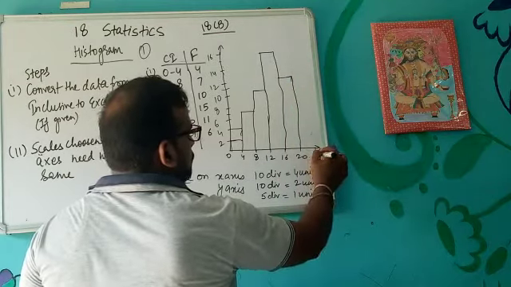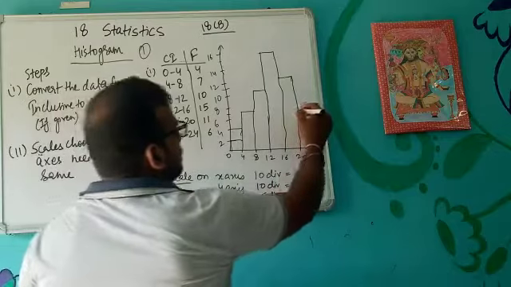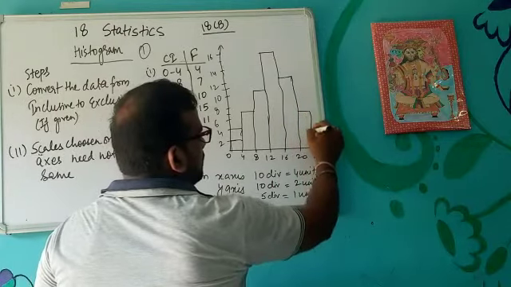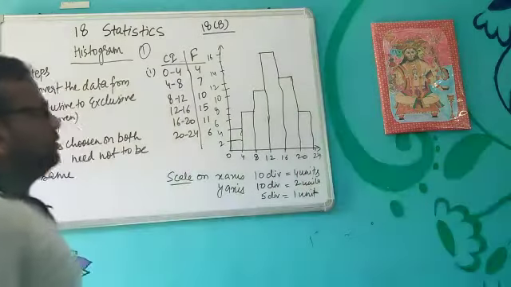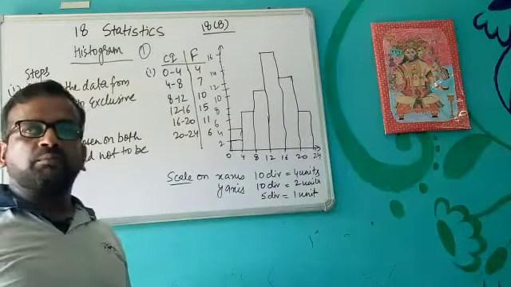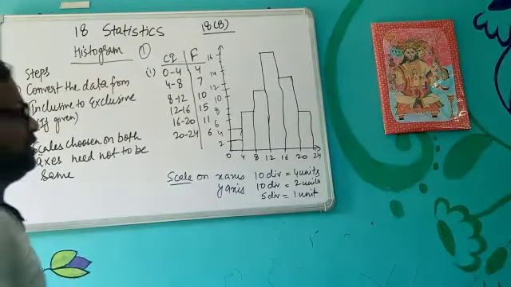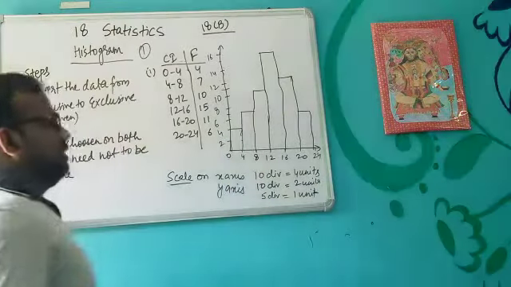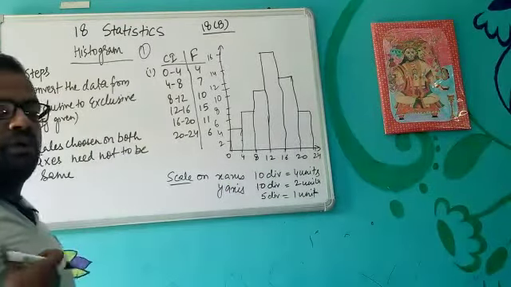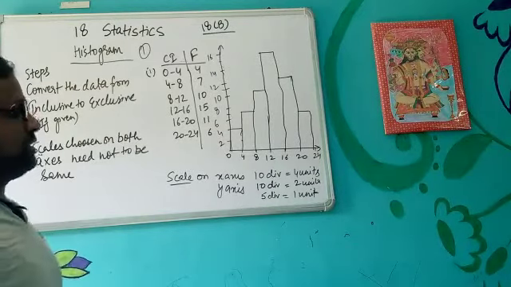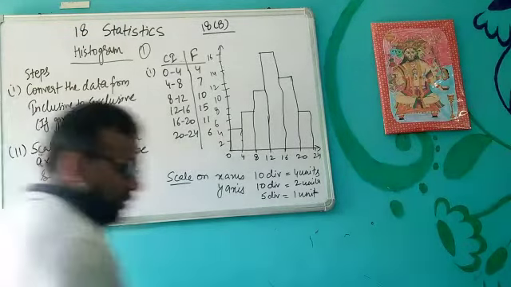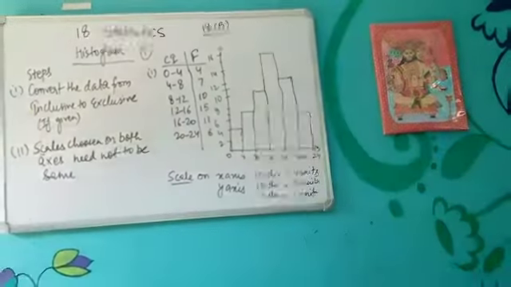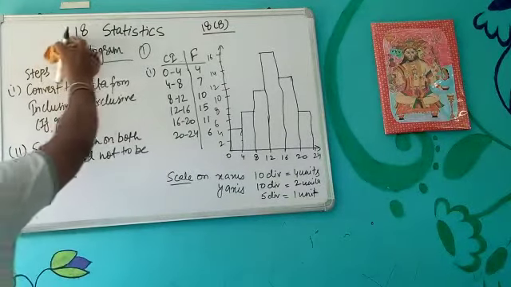And 20 to 24 is 6. So this is 6. Okay. So now our histogram is complete. So this is how you can construct the histogram. So the first and foremost thing is, whenever you construct the histogram, we need the exclusive interval. Now next is how to construct the frequency polygon.